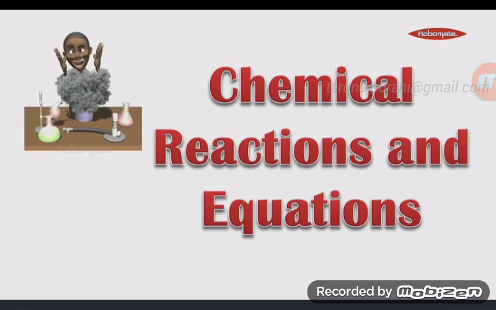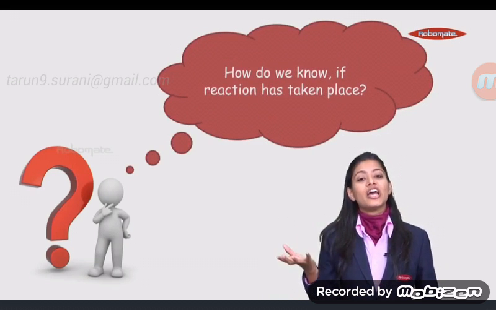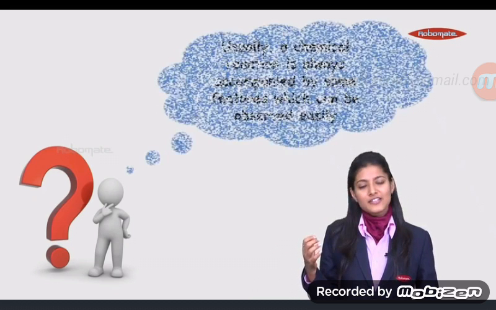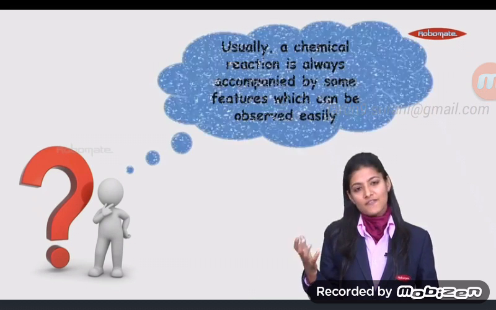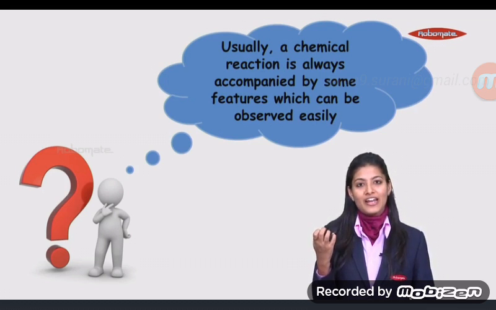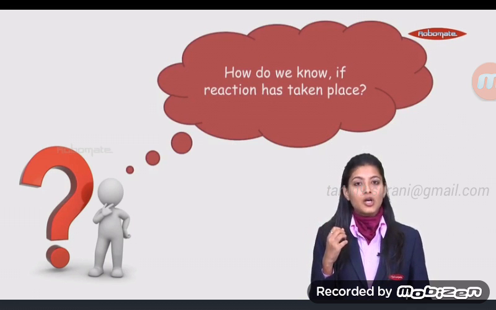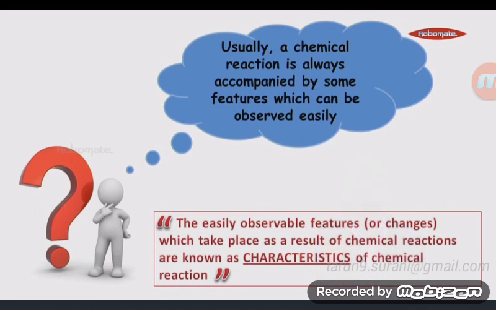Starting with the chapter, that is chemical reactions and equations. But the question over here is, how do we know if a chemical reaction takes place? What tells us if a chemical reaction is taking place or not? Very simple. Usually, a chemical reaction is always accompanied by some features which can be observed easily. And these features are called the characteristics of chemical reactions.